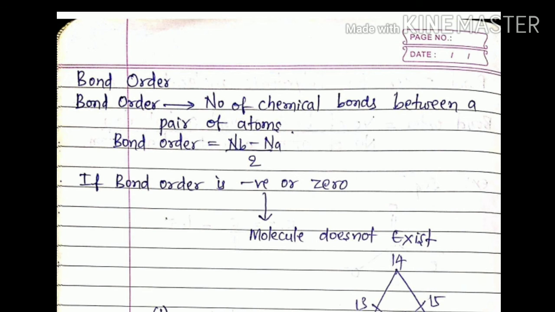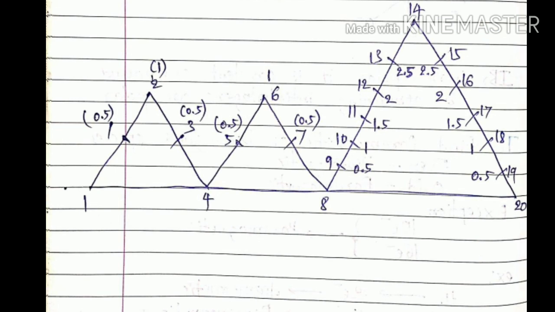Then we will consider this one, bond order. The number of chemical bonds between a pair of atoms is known as the bond order, Nb minus Na divided by 2. If the bond order is negative or 0, then the molecule does not exist. So we'll consider this one. If the number of electrons is 1, then the bond order is 0. If it is 2, then the bond order is 1. Right?